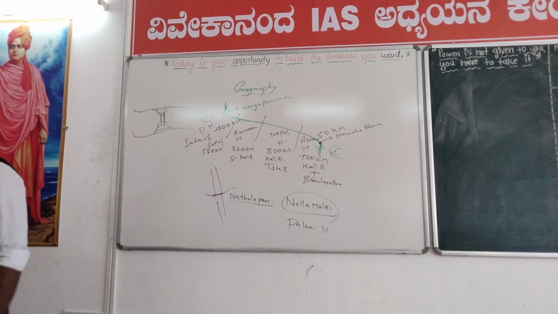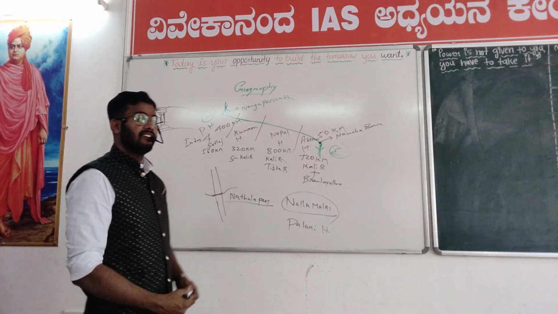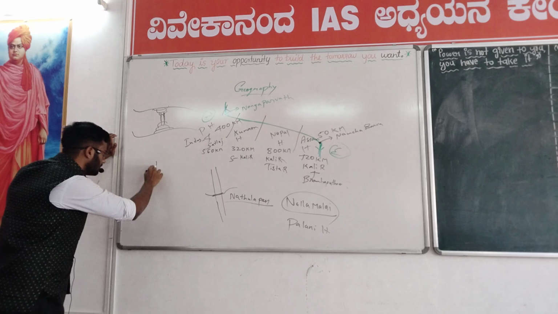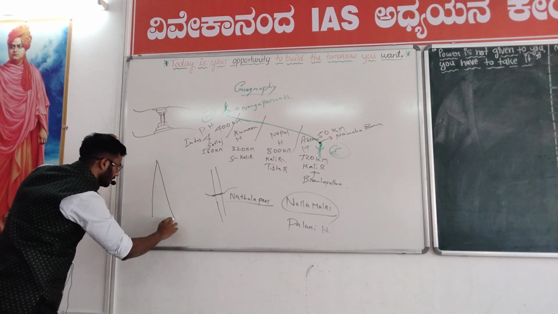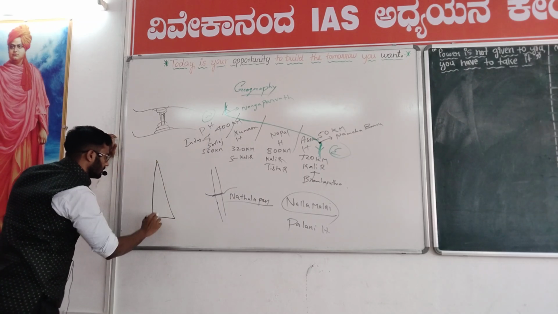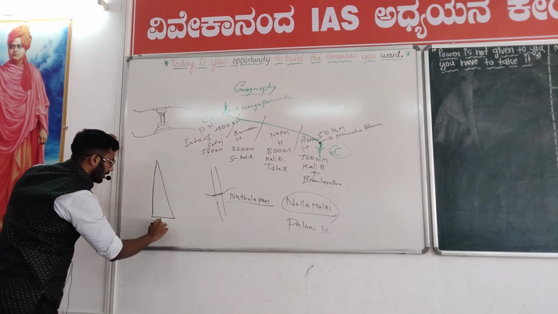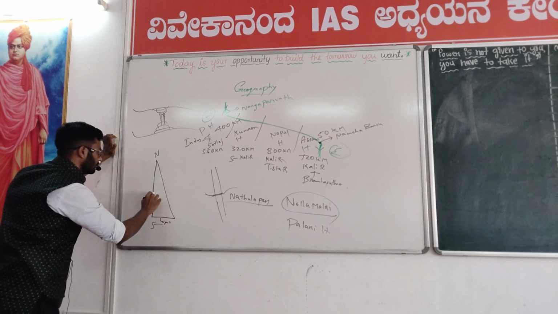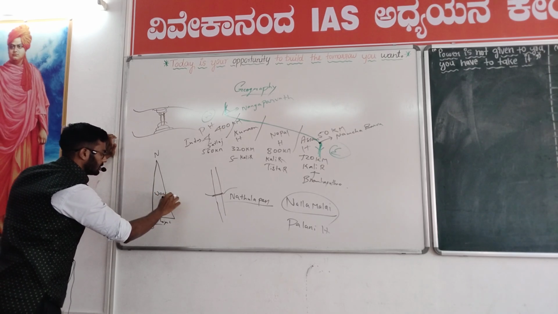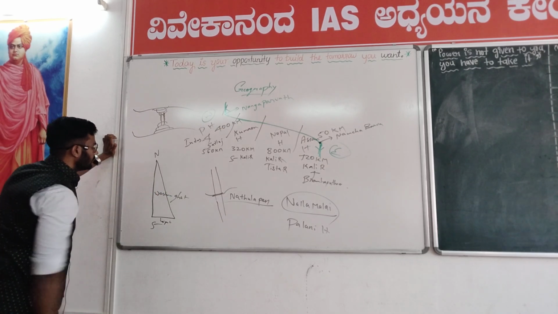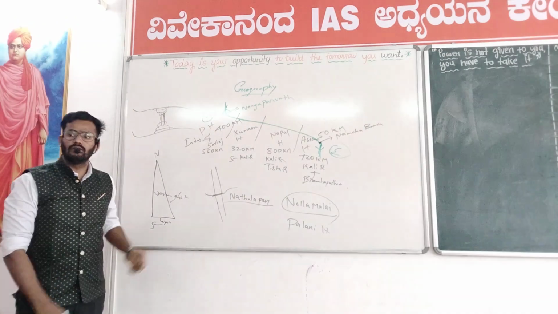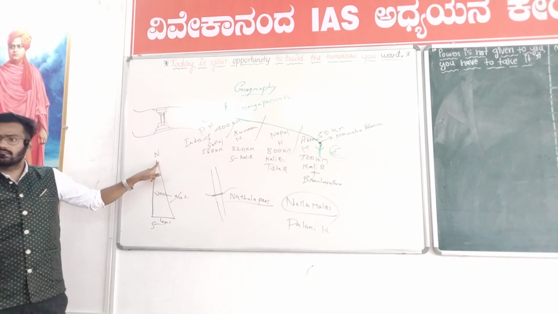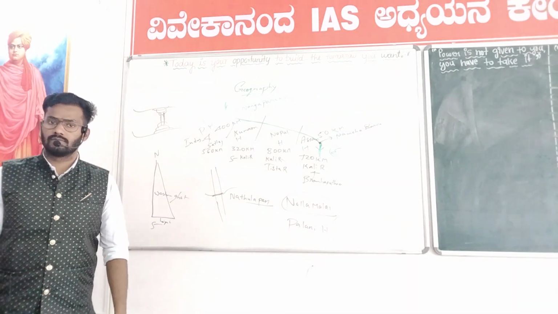Okay. See, the height of the Western Ghat increases from north to south. Consider this as a width, this is north, this is south, Western Ghat. The height of the Western Ghat increases from north to south. Means on the northern side less height, southern side more height.